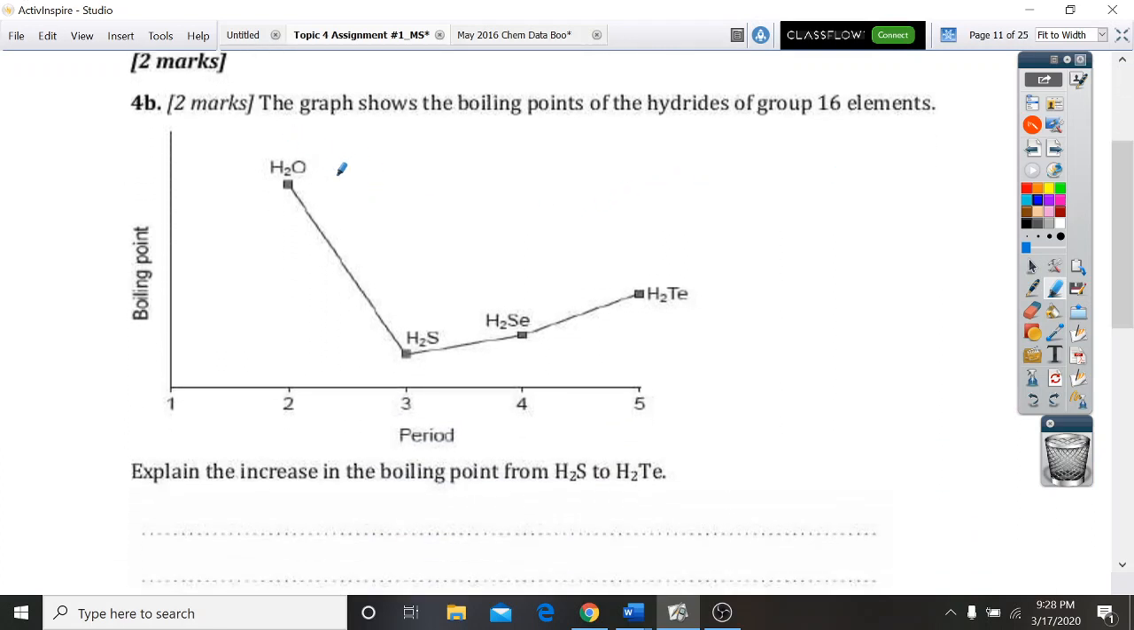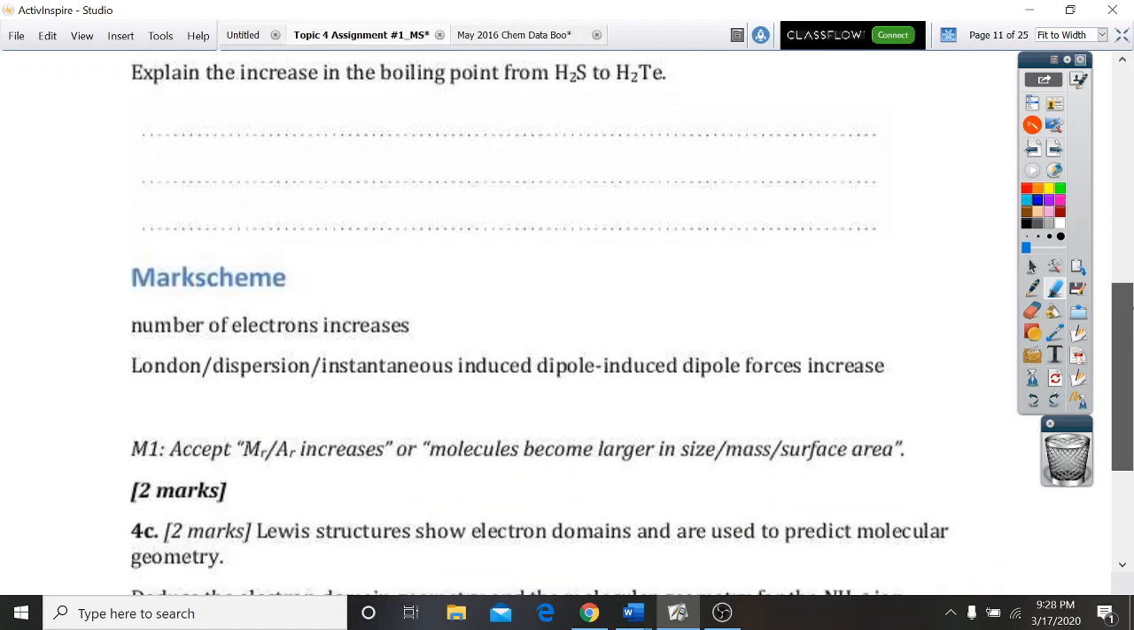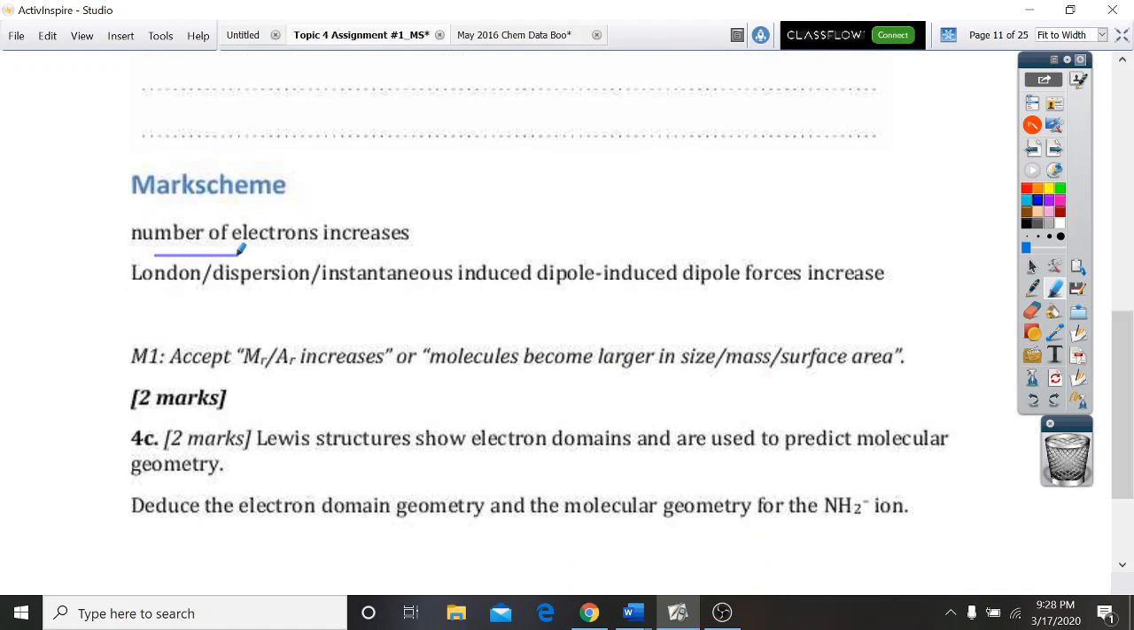4B, I figure is easy for you. This is obvious, it's not what they're asking you, but H2O is up here because it's made of hydrogen bonds. Therefore, it has the highest of the boiling points. But these slowly increase because this one is heavier than this one, which is heavier than this one. The heavier you are, the more dispersion forces you have. So the number of your electrons increases the heavier you are, and dispersion forces, meaning that now you have more forces to break.